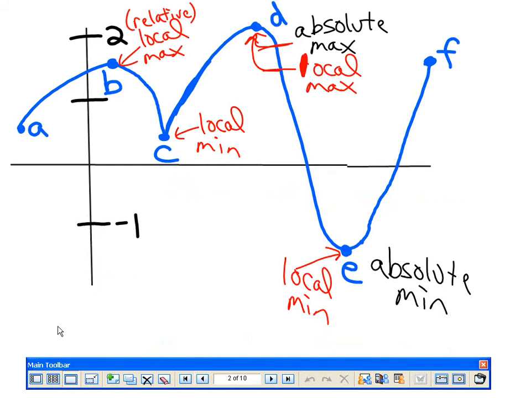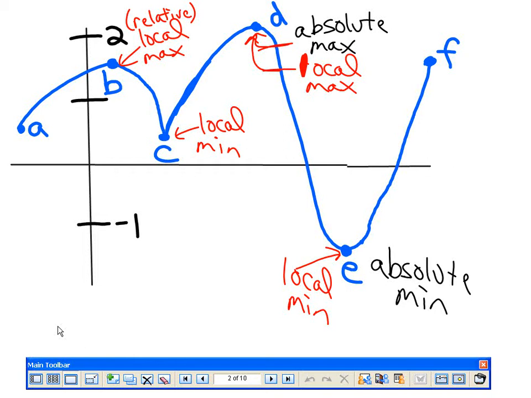All right. So if you look at this picture, out of this graph from A to F, it looks like we definitely have a lowest point. And so we would say that that E right there is the absolute lowest value, so it's the absolute min. It actually also is a local min. And then this one up here, the D, is absolutely the highest, so we call it the absolute max, and then it's also called the local max.